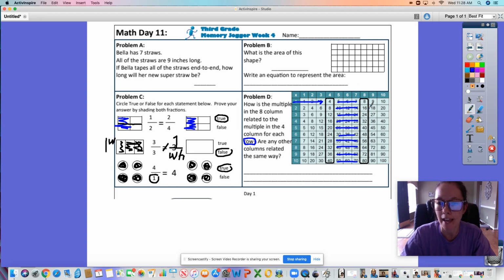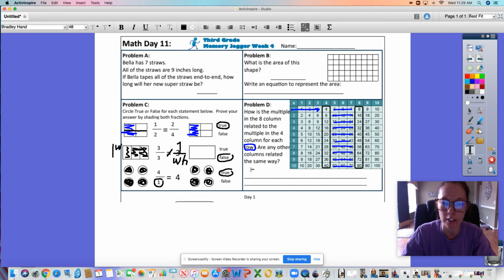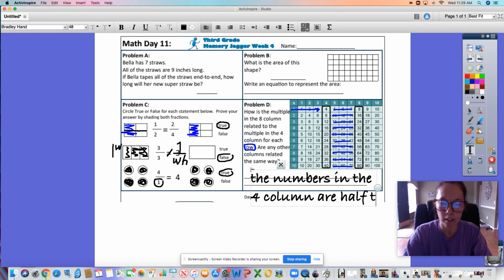And 8 is half of 16. And 12 is half of 24. 16 is half of 32. 20 is half of 40. And so I've checked this pattern, and so I can say that the numbers in the 4 column are half the numbers in the 8 column.